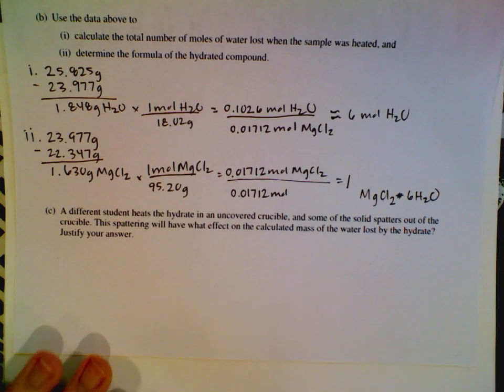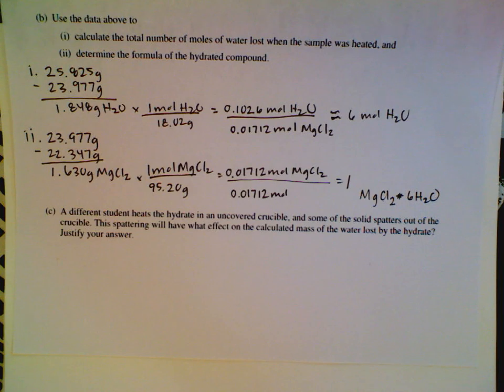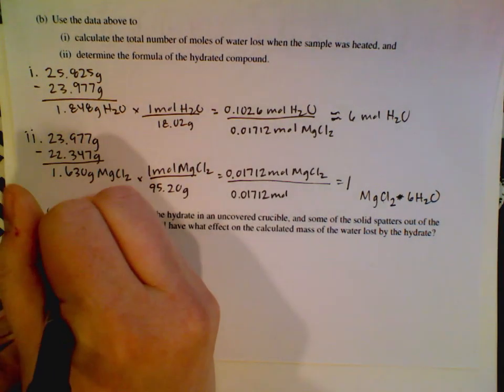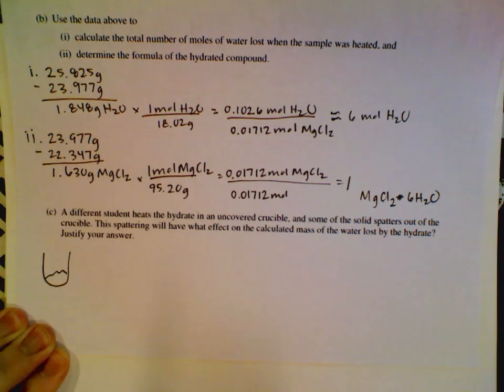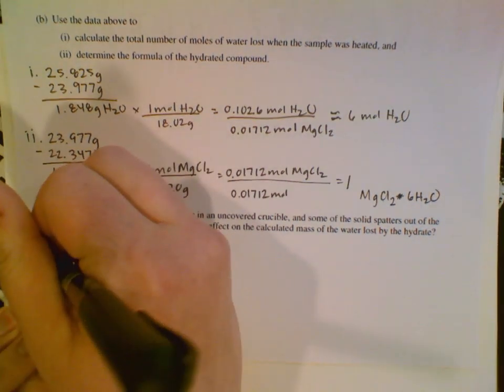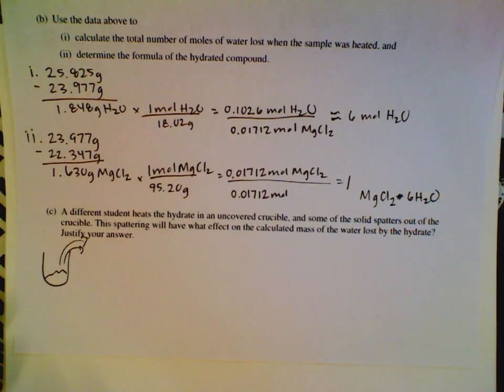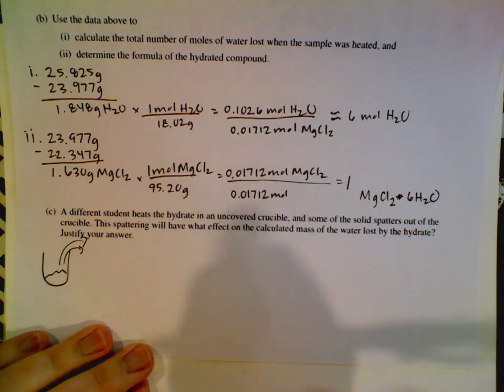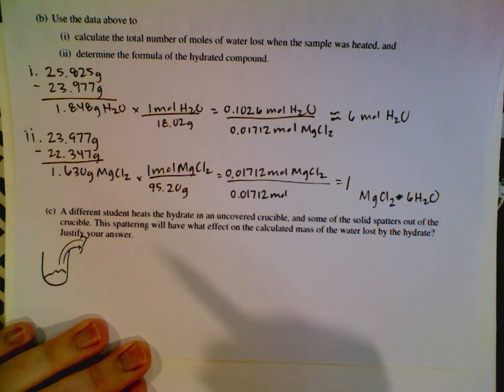Question C says that a different student heats the hydrate in an uncovered crucible and some of the solid spatters out of the crucible. That is why you're supposed to heat it gently. This spattering will have what effect on the calculated mass of water lost by the hydrate? Justify your answer. So think about this. Got my little, we'll assume it's a crucible. Got my container, and then some of it flies out while you're heating it, but before you take your mass. What's going to happen is the spattering will increase the mass lost. Does that hopefully make sense to you?